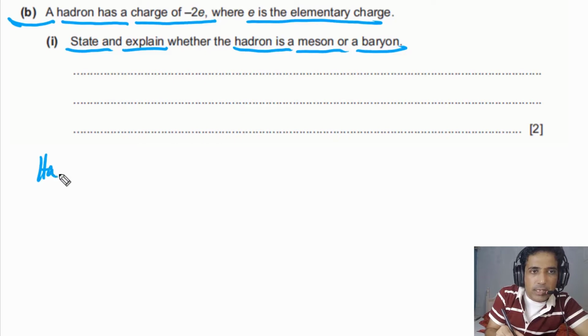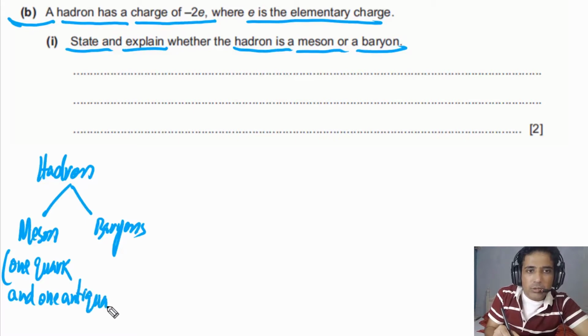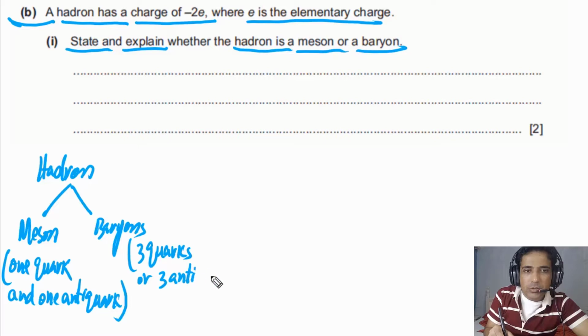First thing we need to understand, hadrons can be classified into mesons and baryons. Mesons consist of one quark and one antiquark. So this is composition of meson. Baryons consist of 3 quarks or consist of 3 antiquarks. But for meson, it has to be 1 quark and 1 antiquark, but baryons can consist of 3 quarks or they consist of 3 antiquarks. If they consist of 3 antiquarks, we call them antibaryons.